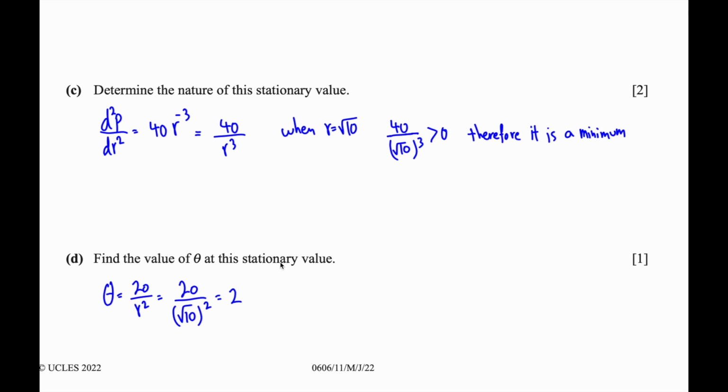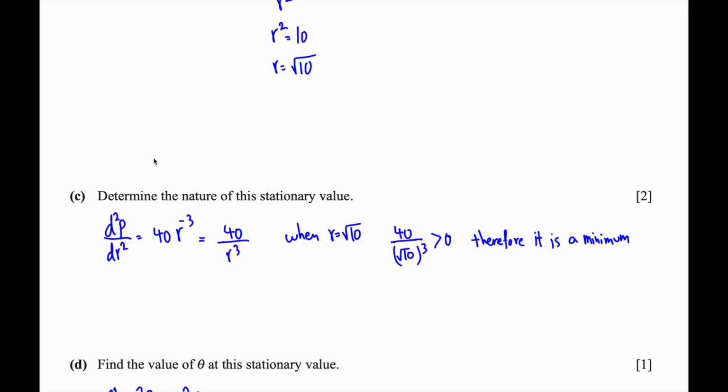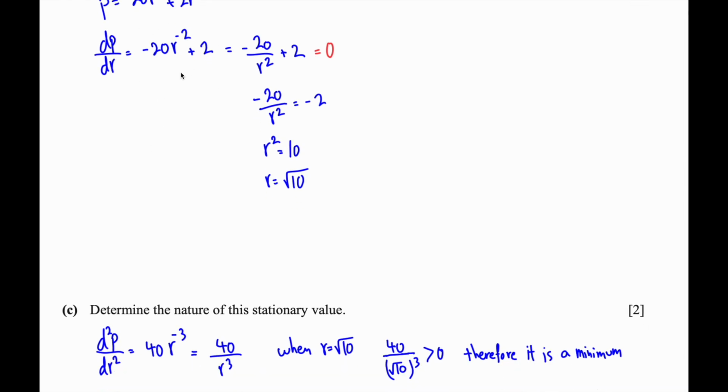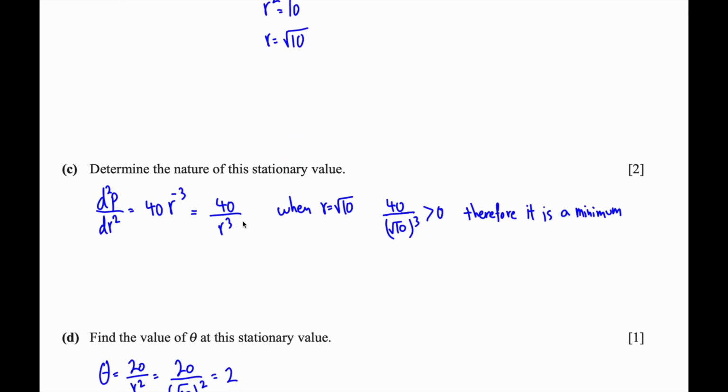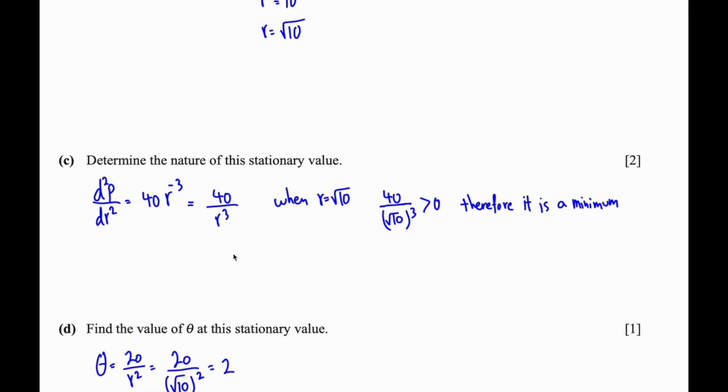In part C, I have to determine the nature of this stationary value. You can proceed by taking the second derivative. If you recall, the first derivative was this. Now the second derivative, again, negative 2 goes in front. With the negative 20 becomes positive 40. You subtract 1 from the power, and the derivative of constant is just 0. And I get 40 over r cubed.